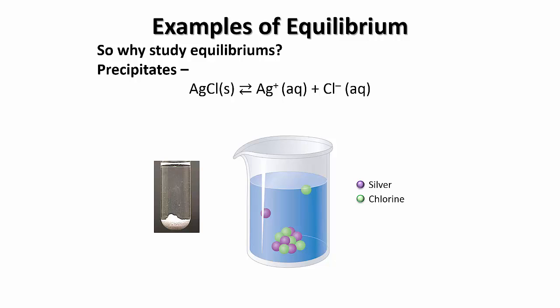But we have part of them still in solution. You can see a silver off by itself and a chlorine off by itself. Remember, those are still the ions: the silver ion and the chloride ion. So we can see that most of them are clumped down below, but we still do have a few in solution.